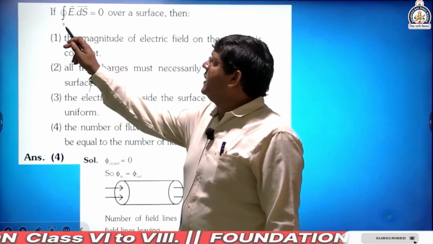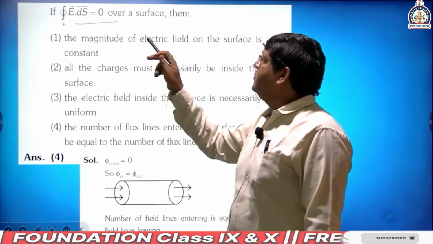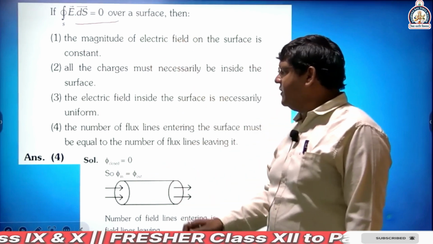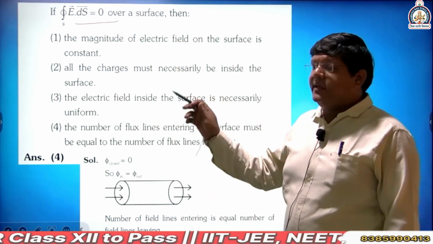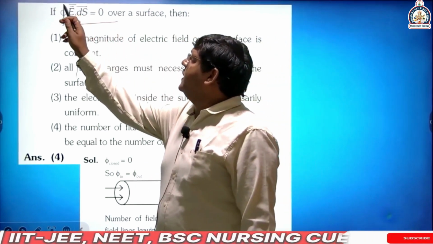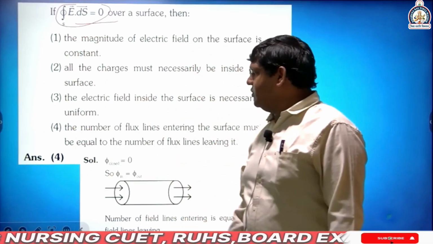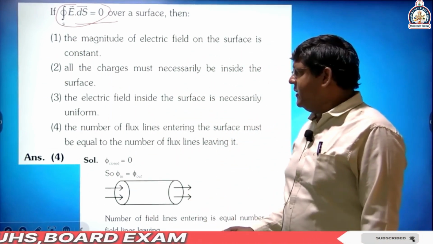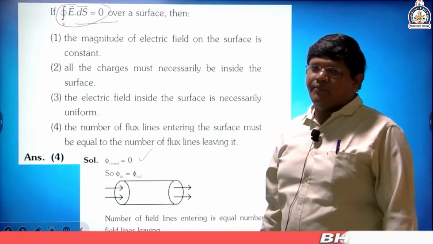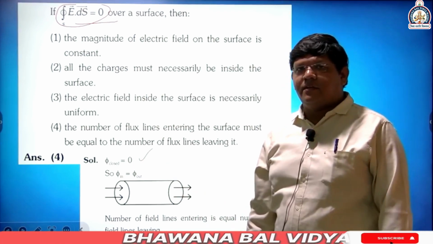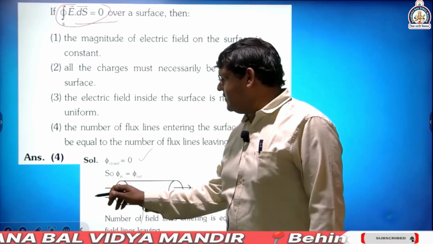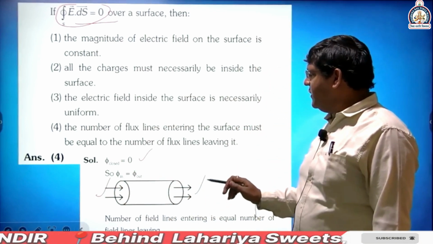If the line integral of E dot ds is equal to 0 over the surface, then which of the conditions is true? By observing the equation, we can say the line integral of E dot ds is equal to 0. That simply implies that the net flux is equal to 0. That means the flux entering must be equal to the flux leaving.